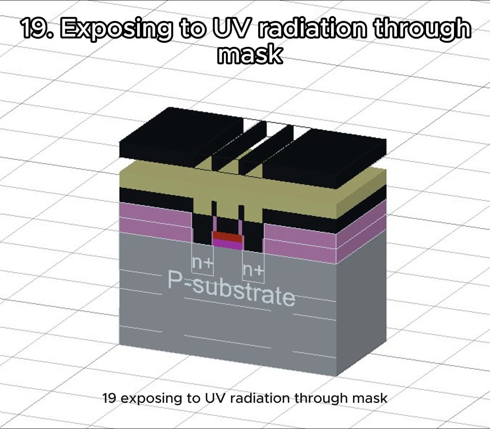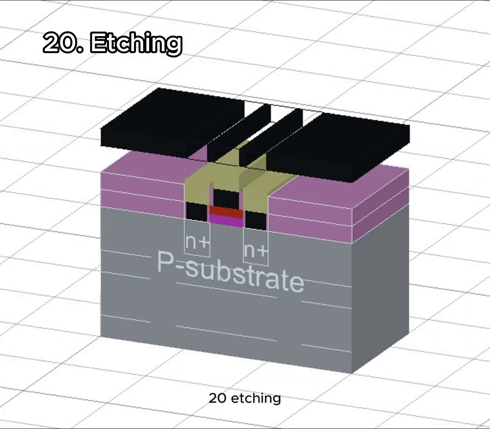19. Exposing to UV radiation through mask. Exposing it to UV radiation to form the required electrical connections. 20. Etching. Etched using photoresist and UV light to create the required electrical connections.